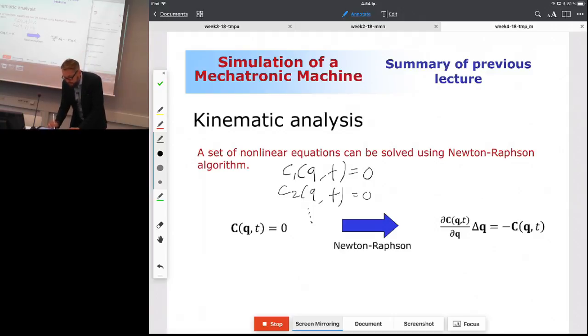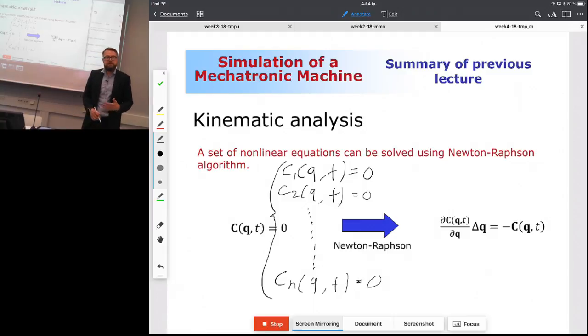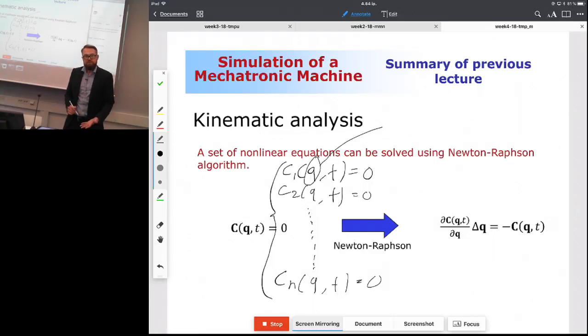And then we have all the way to the n-th equation, a function of generalized coordinates and time, equal to 0. Altogether, this is a set of nonlinear algebraic equations. And what we have to do is solve for the generalized coordinates. That's our aim, the ultimate target we have here.